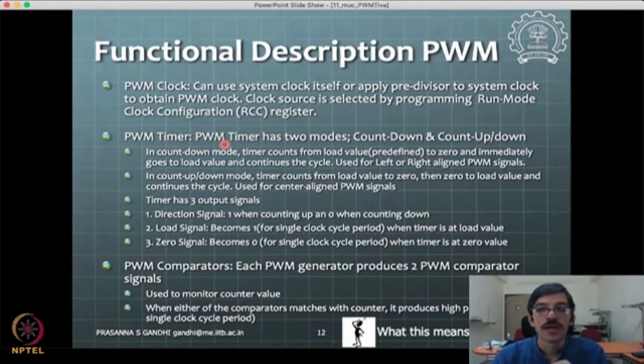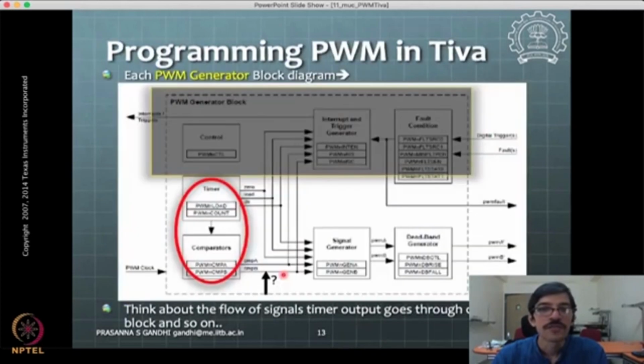First is the timer block, and the timer block has these two modes of operation. Then there is a comparator block which, whenever the count happens to be the value given in the comparator block, will produce some kind of a pulse. That is the function of the comparator block. This will be more clear when we see the actual figure of this. So we are looking at these two blocks, timer and comparator. They typically work in sync with each other.